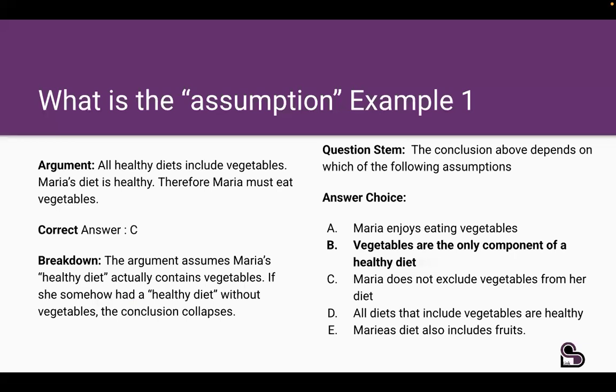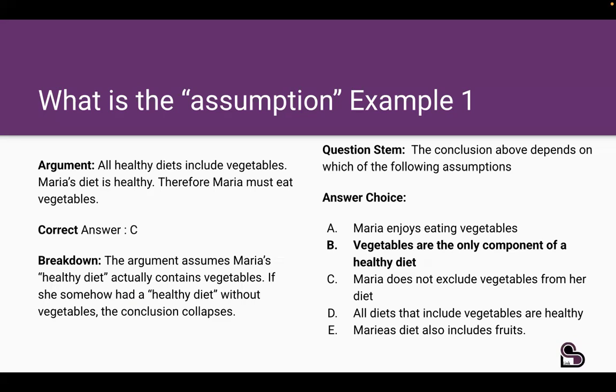Example 1, argument: All healthy diets include vegetables. Maria's diet is healthy, therefore Maria must eat vegetables. All right, so if we break this down, let's look at the question stem first. The conclusion above depends on which of the following assumptions. And then from our five choices, we have A, Maria enjoys eating vegetables. B, vegetables are the only component of a healthy diet. C, Maria does not exclude vegetables from her diet. D, all diets that include vegetables are healthy. And E, Maria's diet also includes fruits.